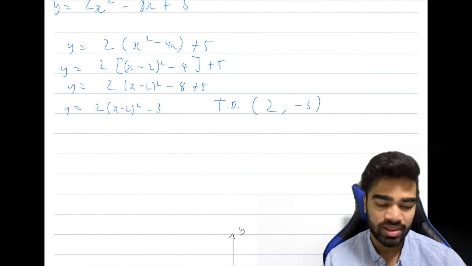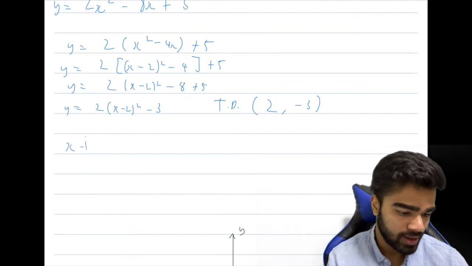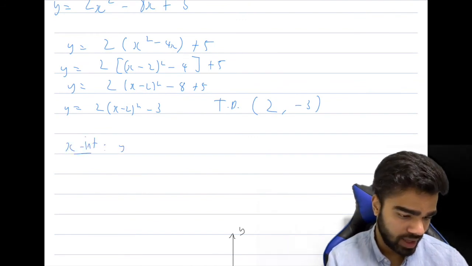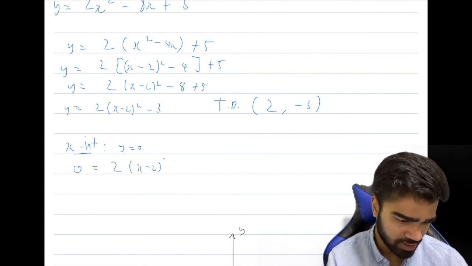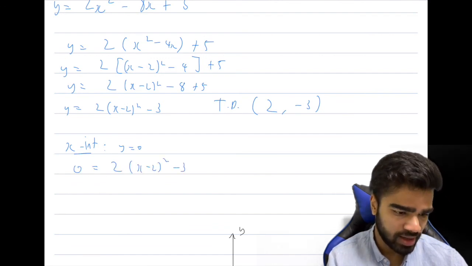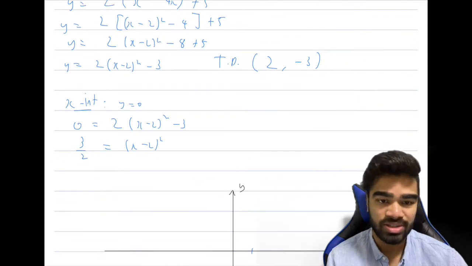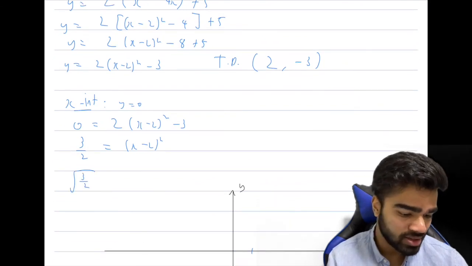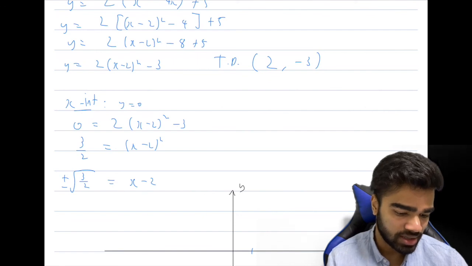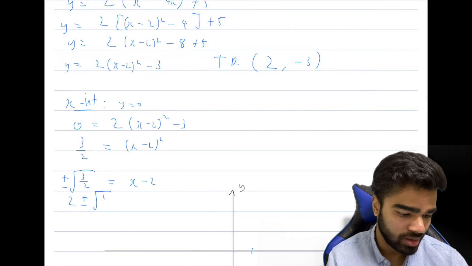So now we need to find the x-intercepts. Let's do it. X-intercepts, y equals 0 as usual. 0 is equal to 2(x minus 2) squared minus 3. Take 3 to the other side. 3 over 2 is equal to (x minus 2) squared. Now we need to take the square to the other side by square rooting. So square root of 3 over 2. So remember plus or minus. x minus 2. And lastly, take 2 to the other side. It will be 2 plus or minus square root of 3 over 2.